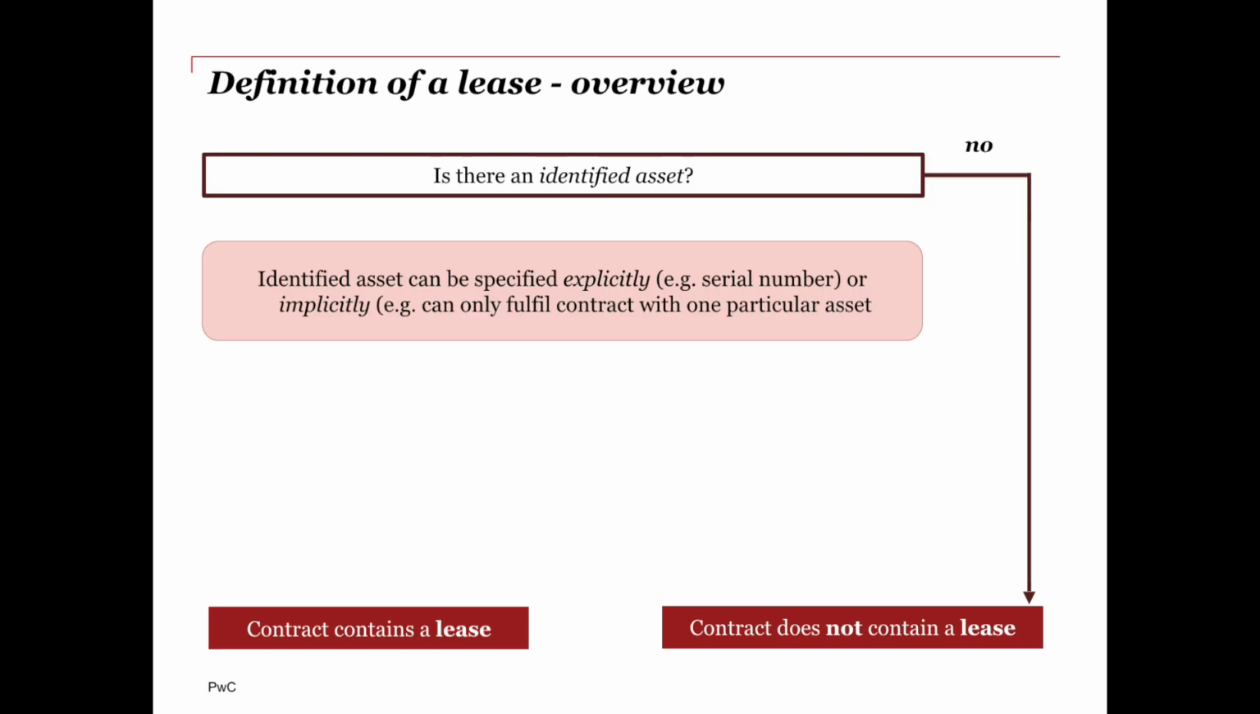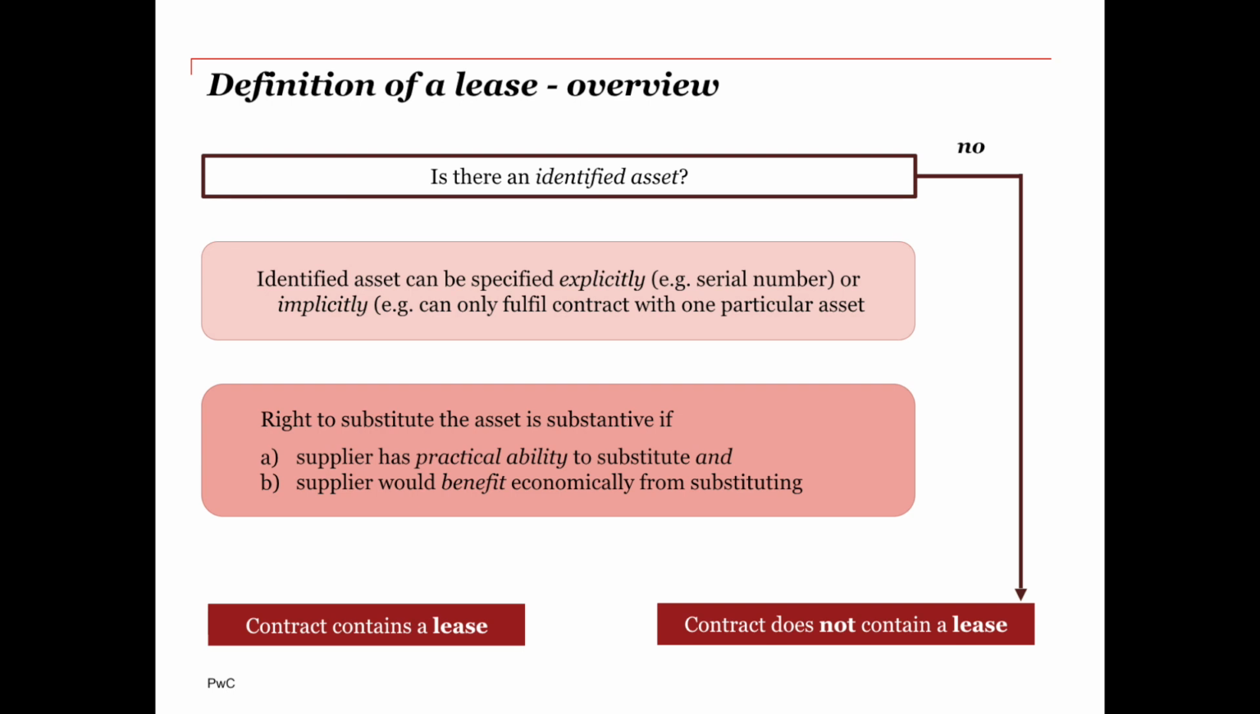An asset can be identified explicitly in the contract, for example by a serial number or a similar identification. But an asset can also be identified implicitly without being mentioned in the contract. This is the case if the supplier can fulfil the contract only by the use of a particular asset. In any case, there is no identified asset if the supplier has a substantive right to substitute the asset. Substitution rights are substantive where the supplier has the practical ability to substitute an alternative asset and would benefit economically from substituting the asset. If the customer cannot readily determine whether the supplier has a substantive substitution right, it is presumed that the right is not substantive.